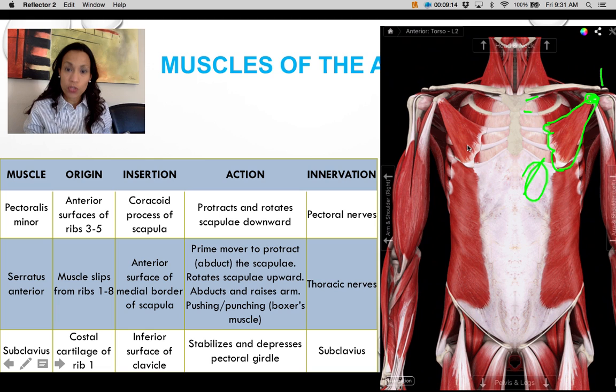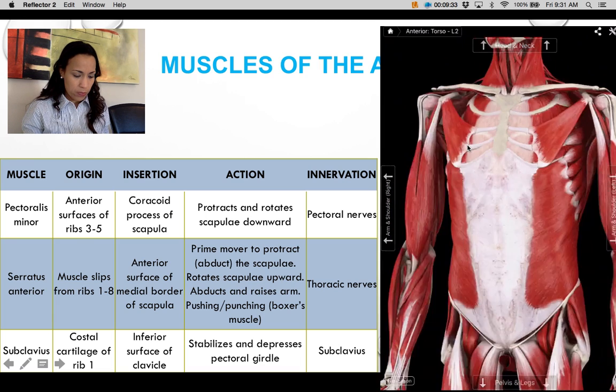Remember, the insertion moves towards the origin. When the insertion moves towards the origin, what can I do? I bring the coracoid process towards an anterior plane, right? And how do you call that movement? Protraction, okay?